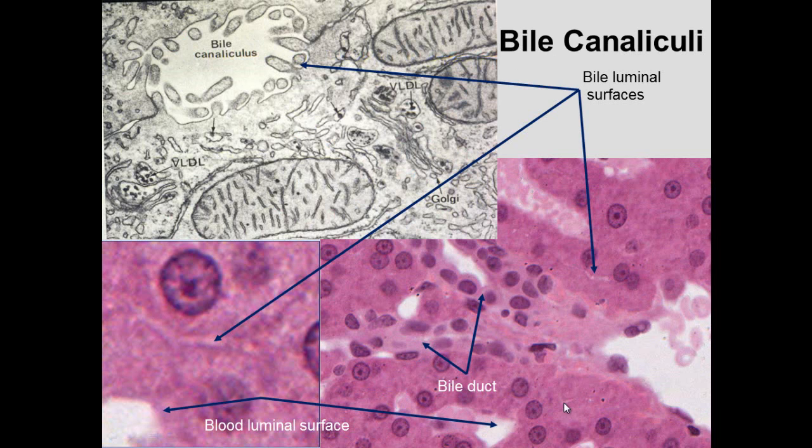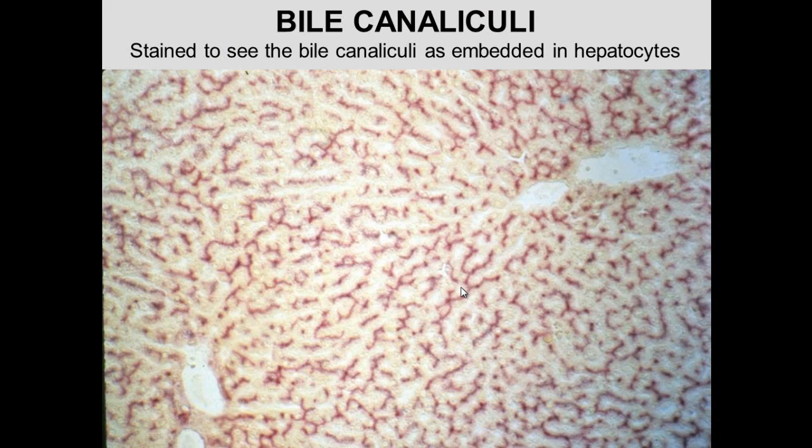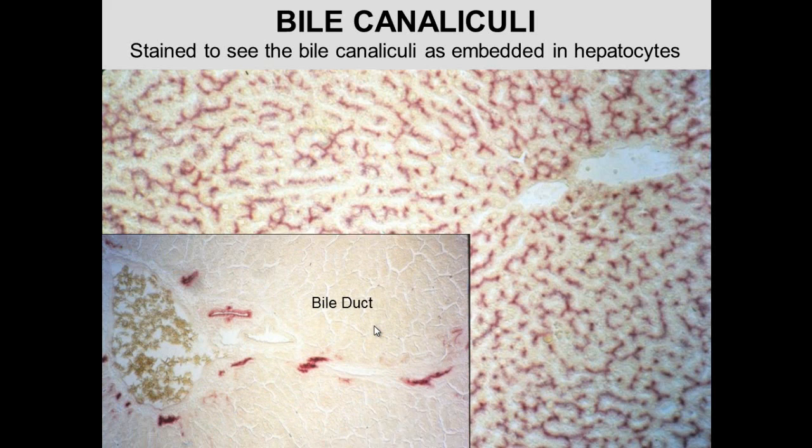We can see it in through there, in through there. We can see the bile canaliculi between adjacent cells, and that's a different surface from that of the blood luminal surface that we see here and here, and also we can see some bile ducts as well. Now, if you stain a piece of liver for proteins that are in the bile canaliculi, this is what you see, that indeed the bile canaliculi touch all the hepatocytes and can be seen throughout.